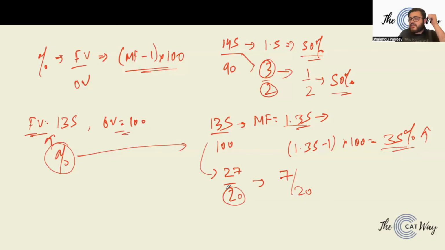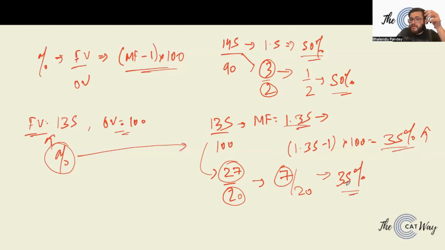By 20, because 20 was the original. 27 is the final, so how much more than the original? 7 more. So 7 by 20. 10% of 20 is 2, 20% is 4, 30% is 6, 40% is 8. In the middle of the two is 35%.